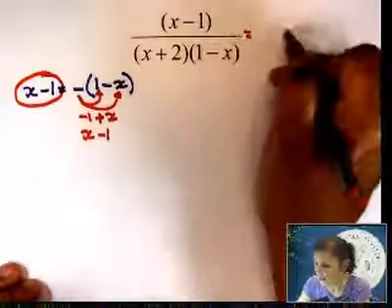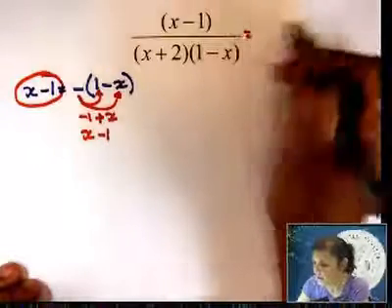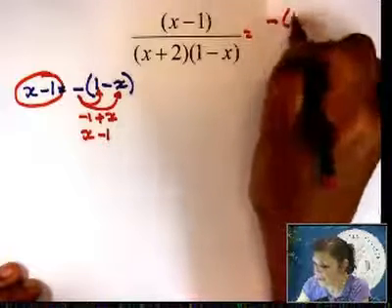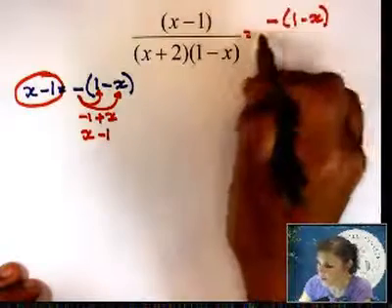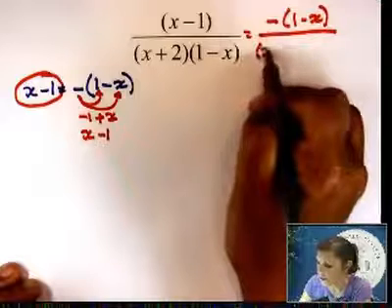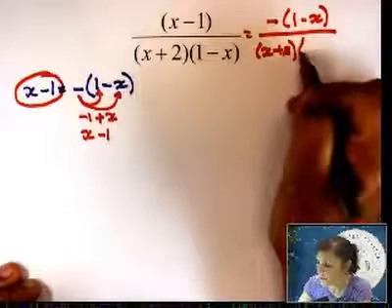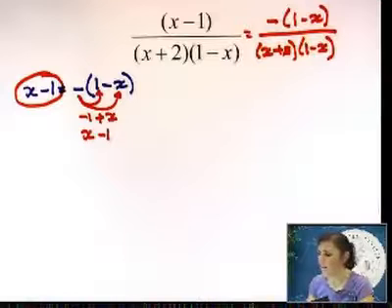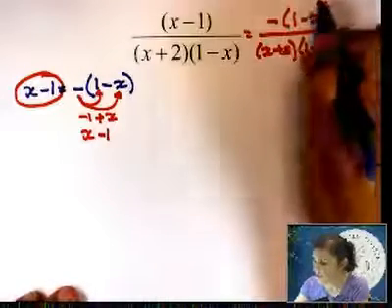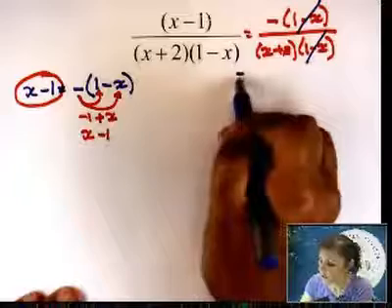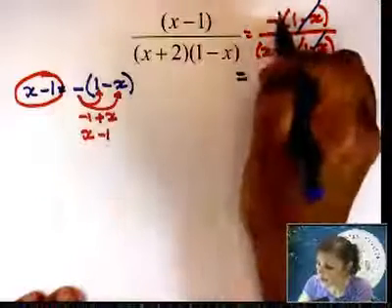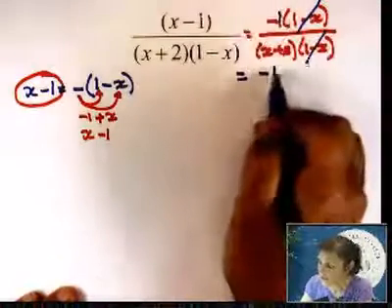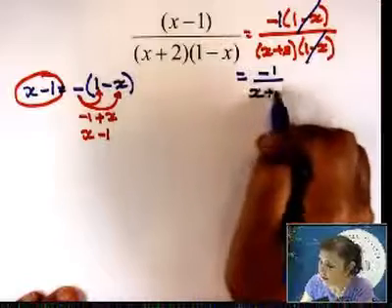So what does that mean? I can write x minus 1 as negative 1 times 1 minus x, over x plus 2, 1 minus x. Look what I can do now. I have 1 minus x, 1 minus x. What do I have left? There is a hidden 1 here. So you have a negative 1 over x plus 2.